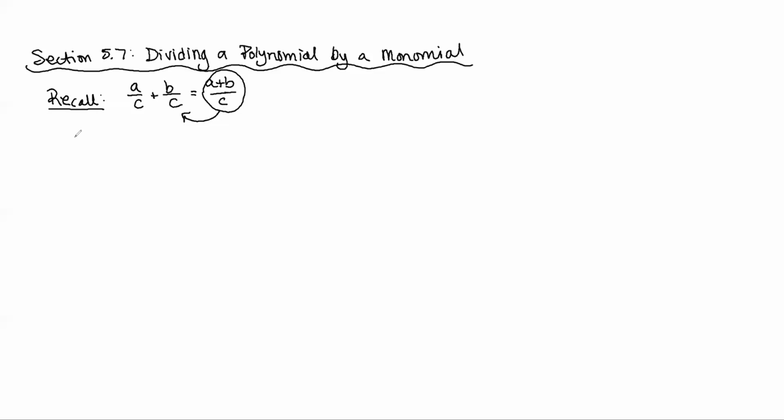So let's take a look at some examples here. This first one I'm going to list out. I'm going to put some kind of terminology in this one and some notes, and then we'll go through some other examples. So with this one, we're given 12x squared plus 6x all over 6x. So this thing on the bottom is called the divisor. It's what we're dividing by. The thing on the top is called the dividend.